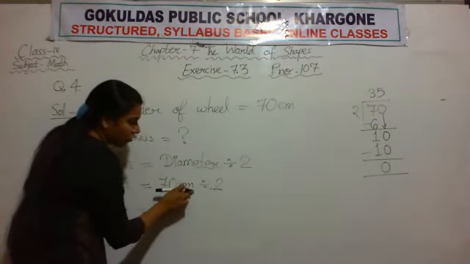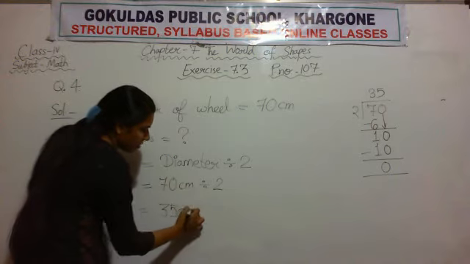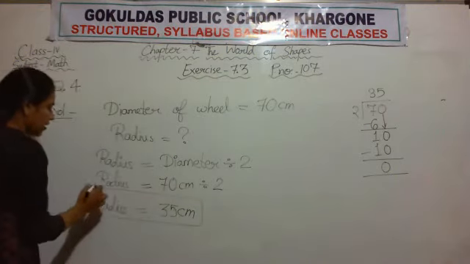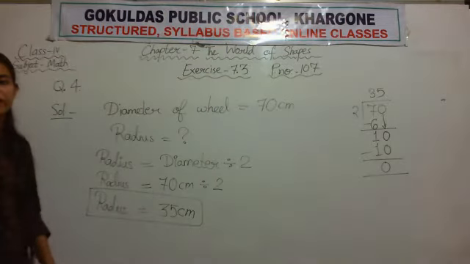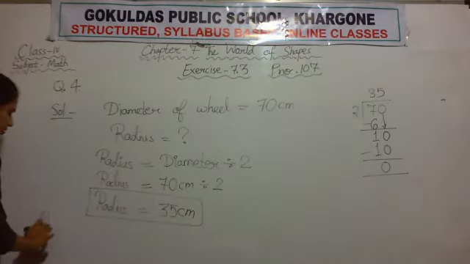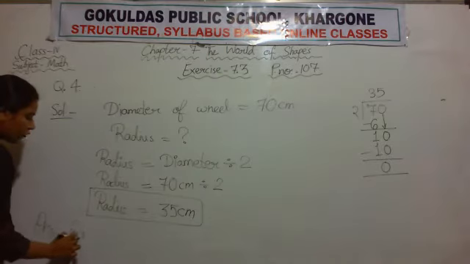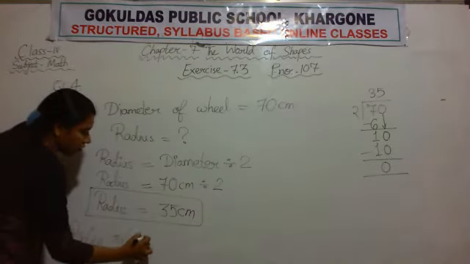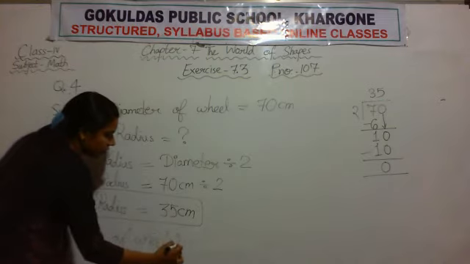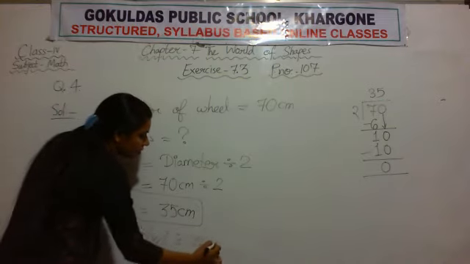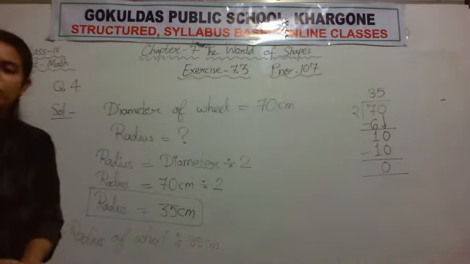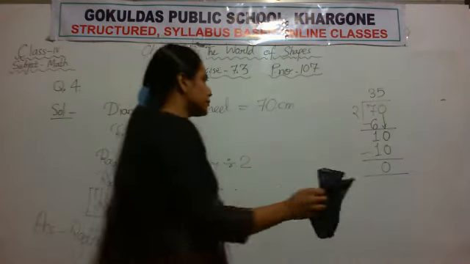Do not forget to write the unit. The unit is centimeter, so write centimeter. So the radius of the wheel is 35 centimeter. In the answer you can write: the radius of the wheel is 35 centimeter. So question number 4 is also covered here.